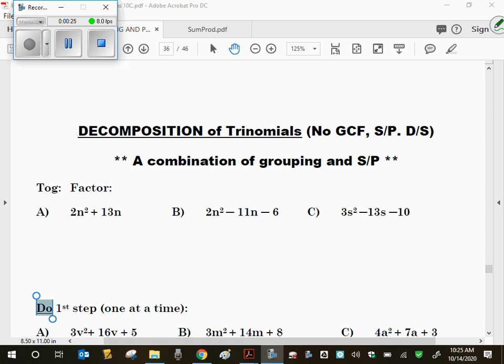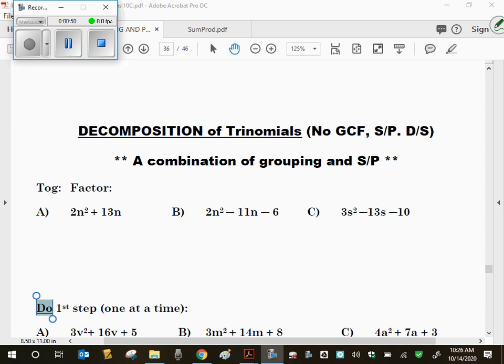Difference of squares, square root, one addition, one subtraction. Those are two terms. And sum product, we just corrected that quiz, two numbers that multiply to the number at the end and add to the numerical coefficient in front of x. When we found the two numbers negative 8 and 6, we put x subtract 8 times x plus 6.